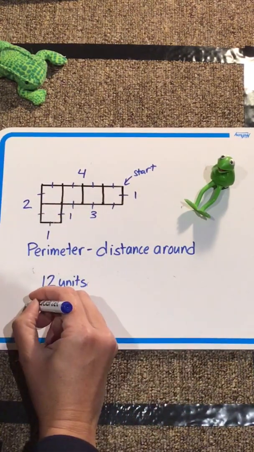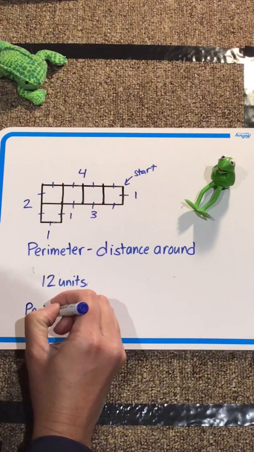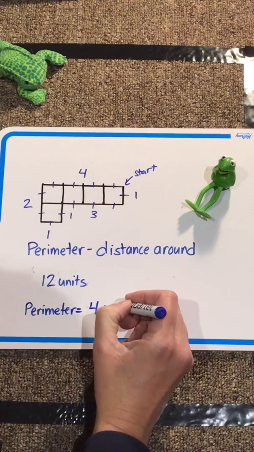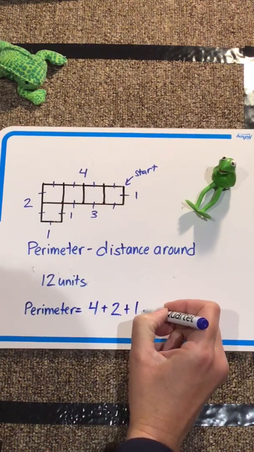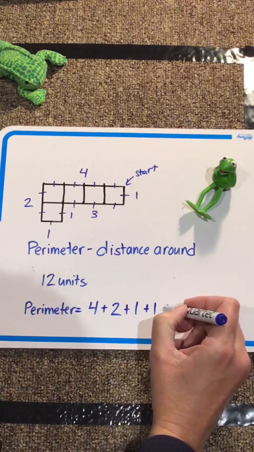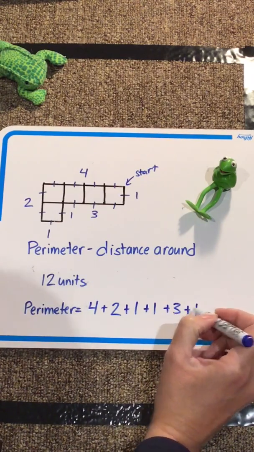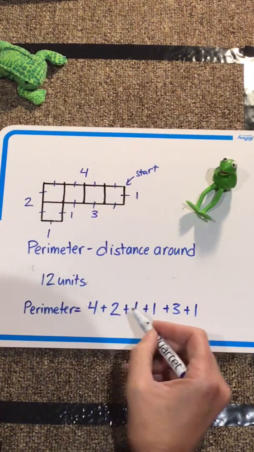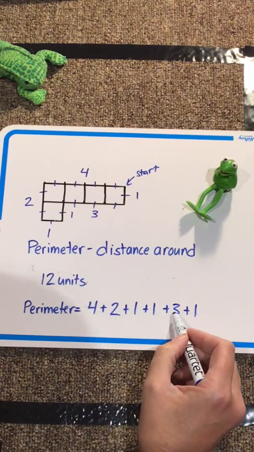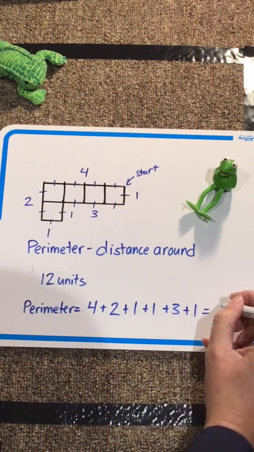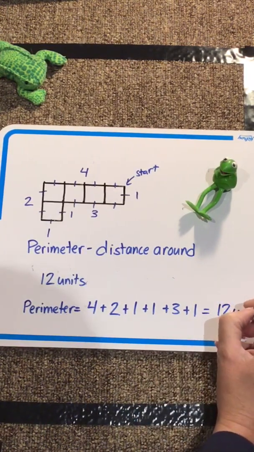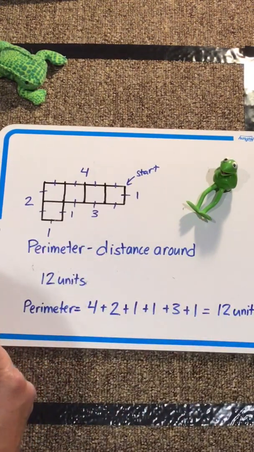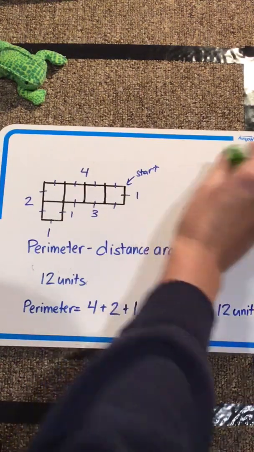And so in this case, our perimeter would be equal to 4 plus 2 plus 1 plus 1 plus 3 plus 1, right? So we've added up all the different sides. 4 plus 2, 6, 6 plus 1, 7, 7 plus 1, 8, 8 plus 3, 11, 11 plus 1, 12. Oh, look at that. Still 12, and remember we have to put units if we don't know exactly what units they're giving us. Okay, thanks for your help, Kermie.